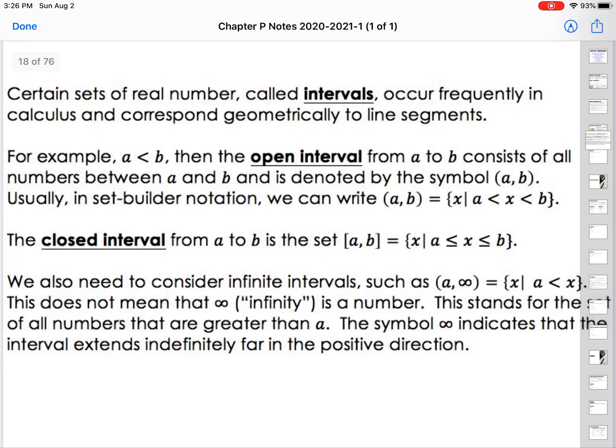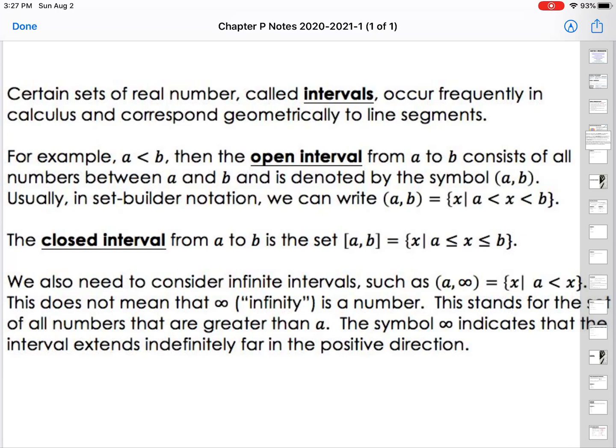Certain sets of real numbers called intervals occur frequently in calculus, and they correspond geometrically to line segments. So for example, A is less than B. If A is less than B, then the open interval from A to B consists of all numbers between A and B and is denoted by the symbols. So I know it feels like it's a coordinate point, but that is not a coordinate point. What this is saying is that this parenthesis is not including A, and that parenthesis is not including B.